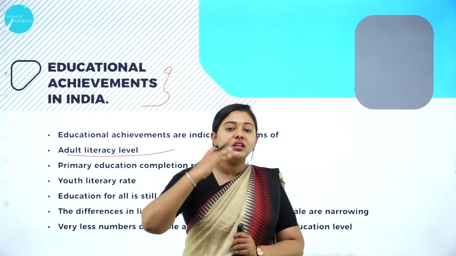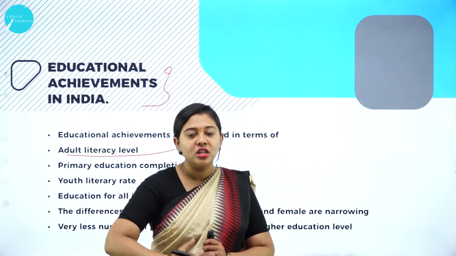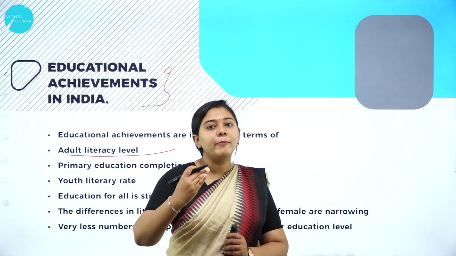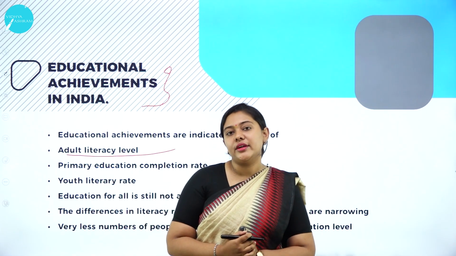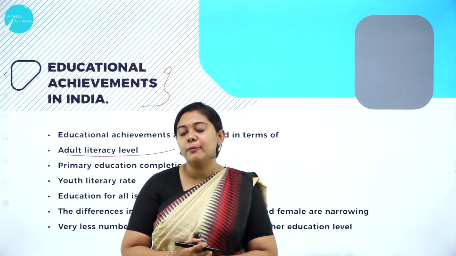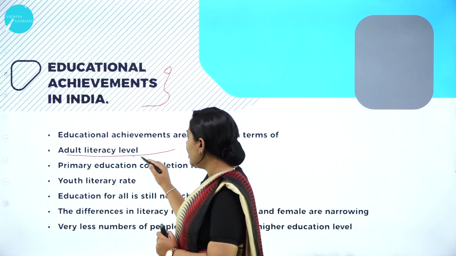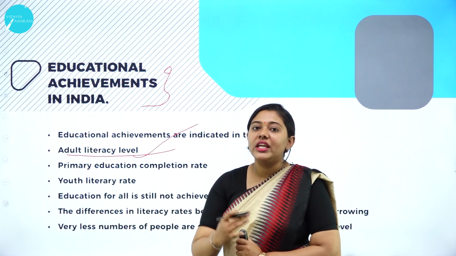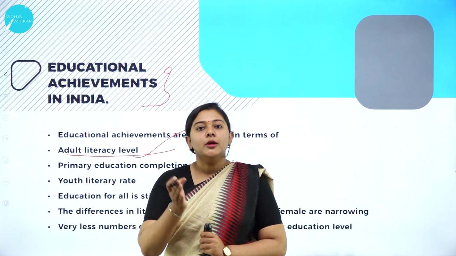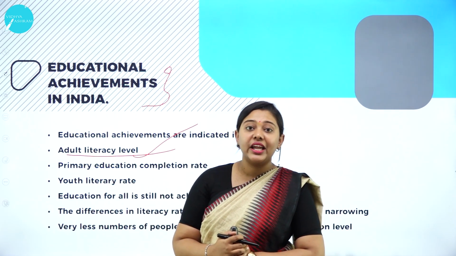As the population increases, people are also educated. So that is what the adult literacy rate means. We have achieved our adult literacy level, and it is very high when compared to the previous decade.